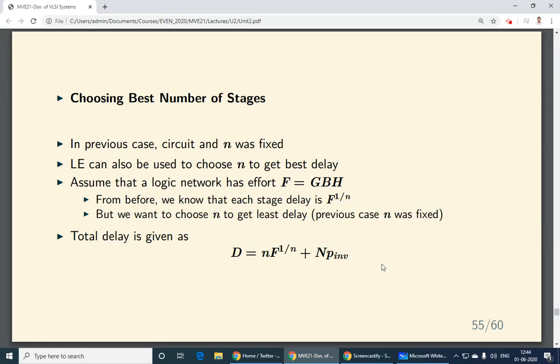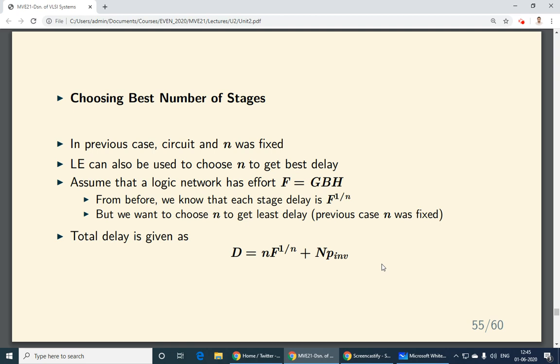Part of this unit is also related to logical effort, but it is slightly different from what we were doing before. Here it is related to choosing the number of stages. Before, in the previous case, the number of stages was fixed, meaning we have the logic and we want to determine the sizes for the intermediate stages. In this case, n itself is not fixed.